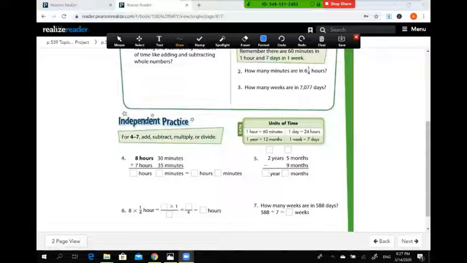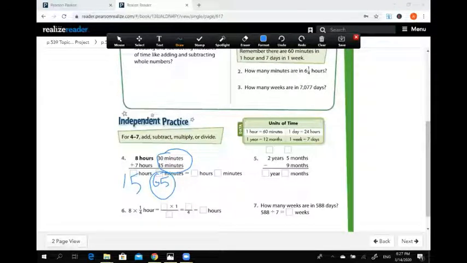Let's move to question number 4. For 4 to 7, add, subtract, multiply, or divide. Question number 4, 8 hours, 30 minutes plus 7 hours, 35 minutes. First of all, we always start adding on the right, which is the minutes. 30 plus 35 equals 65 minutes. 8 plus 7 hours equals 15 hours. And as we know, 60 minutes is 1 hour, so this will become 1 hour and 5 minutes. I will add the 1 hour to the 15. It will become 16 hours and 5 minutes.